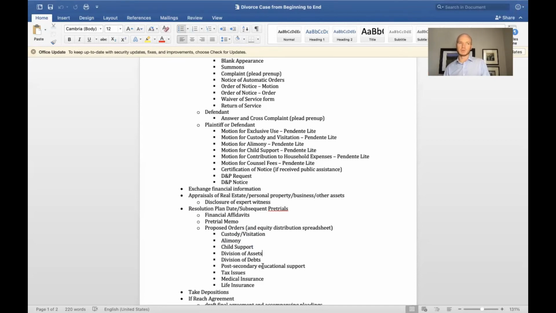But post-secondary educational support is basically figuring out who's going to pay for how much of the kid's college. In most cases, we'll just say the court will retain jurisdiction over post-secondary educational support, because generally speaking, when a divorce is pending, the kids might be 8 years old and you have no idea where they're going to be going to college, what college is going to cost at that time, what the financial circumstances of the parties is going to be at that time. So we'll sometimes say the court will retain jurisdiction and essentially kick the can down the road, where the parties try to work it out amongst themselves in the future.